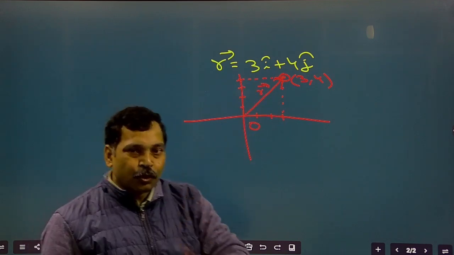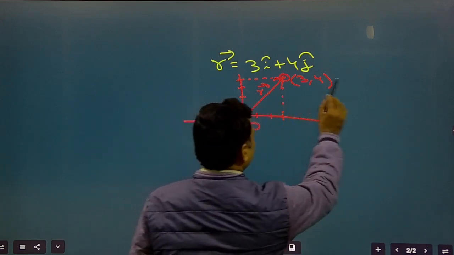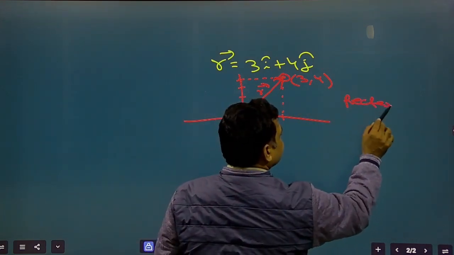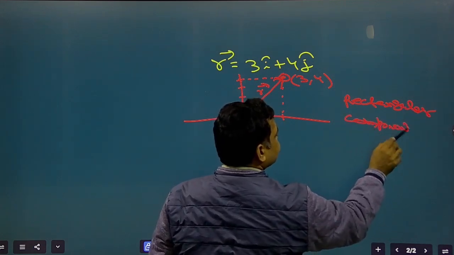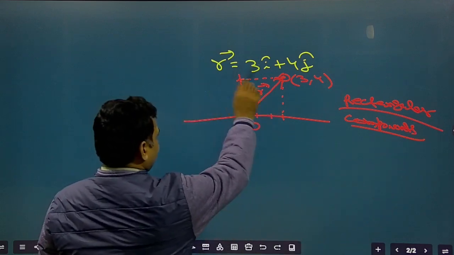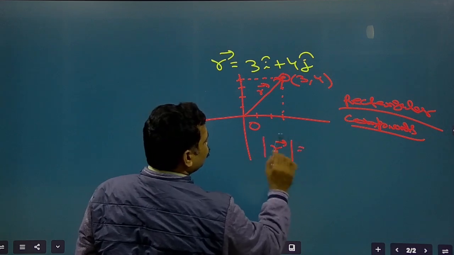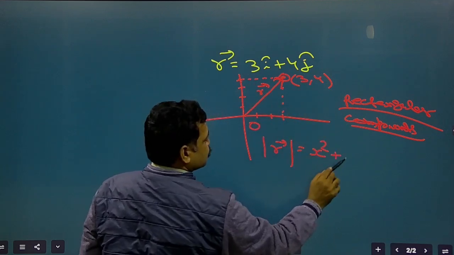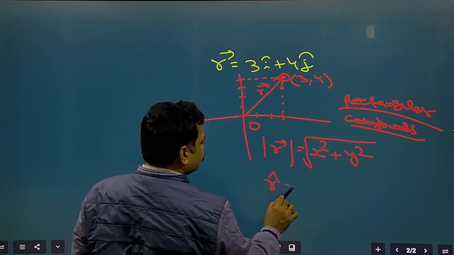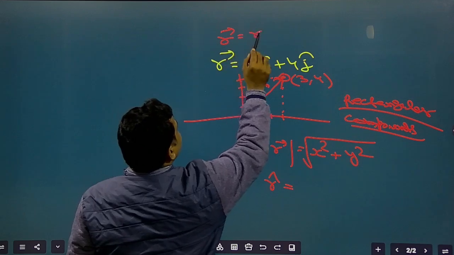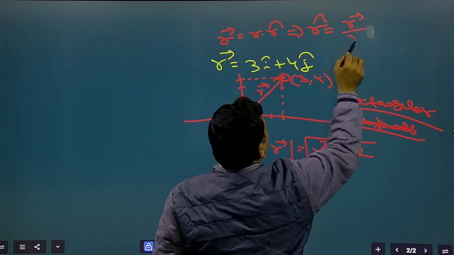So this is the way to represent it in terms of its components. If we have two components, then this is known as the rectangular components of a vector. Here, for this arrangement, the magnitude will be the square root of x square plus y square. And the direction I want to find out, since any vector has a magnitude and a direction, is given by the unit vector, that is, the vector divided by the magnitude.